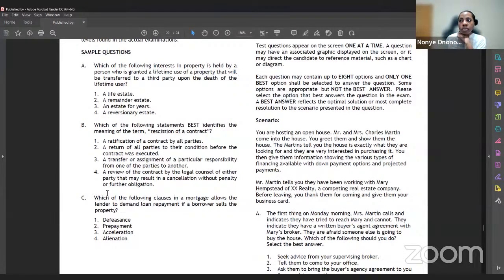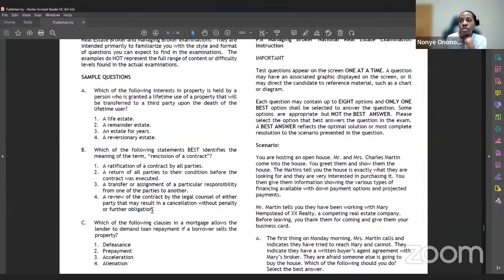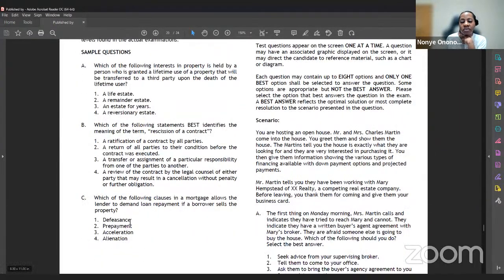Number 3 here. Which of the following clauses in the mortgage allows the lender to demand loan repayment if the borrower sells the property? This is national, not Illinois specific. So for this one, you just have to know the vocabulary.